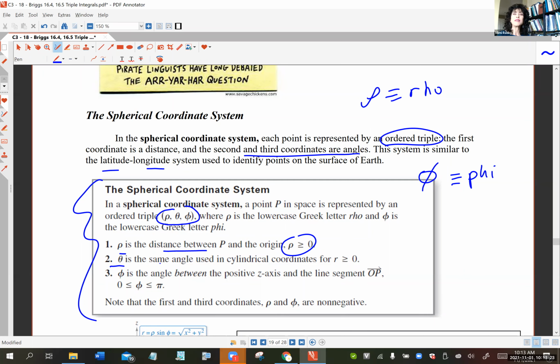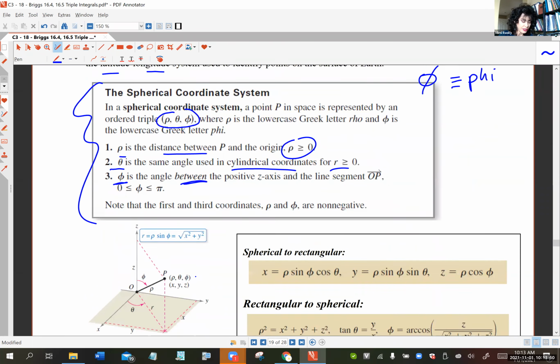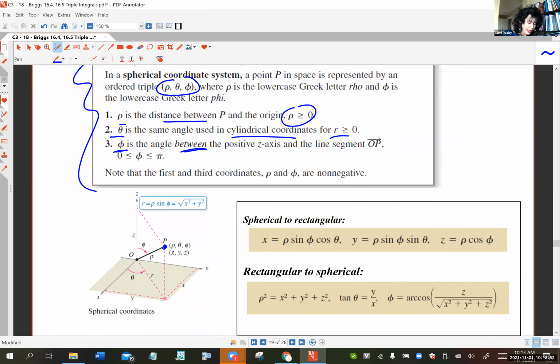Theta, good news about theta. Theta is the exact same theta angle that you learned from both polar and cylindrical, when your r is positive. And then phi is an angle, but it's kind of a weird angle. It's going to be the angle between the positive z-axis and your line segment OP. So here's a little diagram. Let's say here's your point P right here. If you draw a line segment connecting the point P to the origin, the angle that that line segment makes with the positive z-axis is phi.